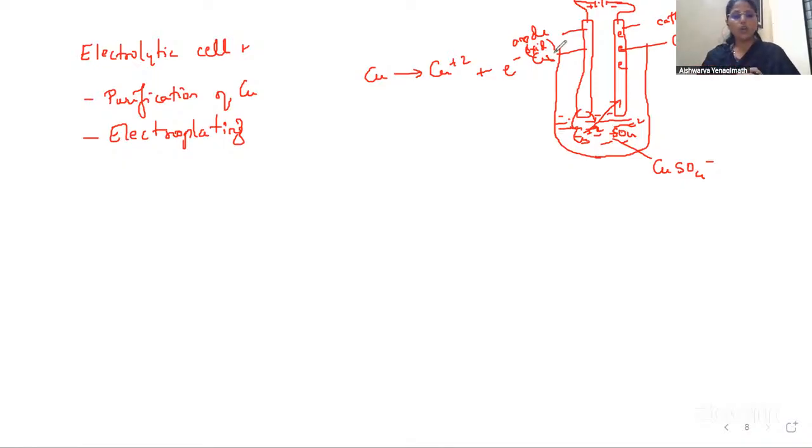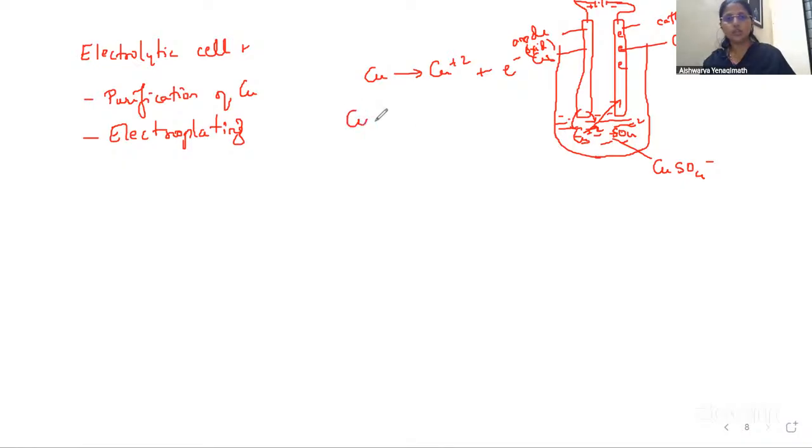Overall, if you see what is happening, the story is: from the anode Cu is coming into the solution and becoming Cu2+, and that Cu2+ itself is going on to the cathode, taking the electrons and getting deposited as Cu on the cathode. In simple words, Cu from the anode is getting out, coming into the solution, and at the cathode Cu is getting deposited from the solution.